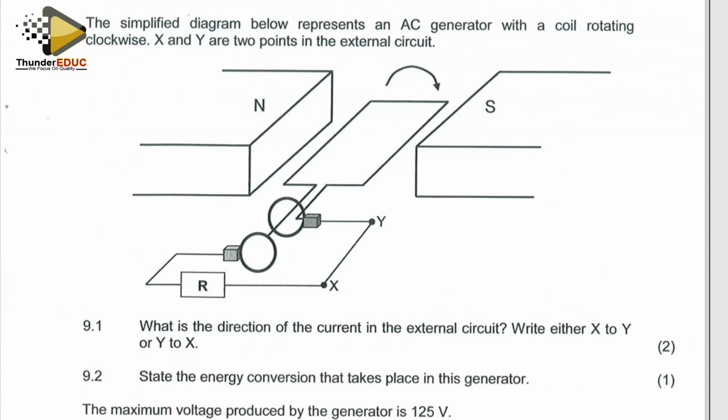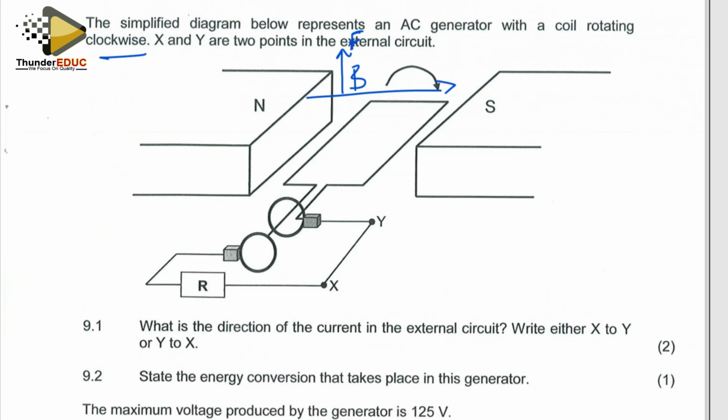And the 9.1, what direction will the current flow? So using my right hand rule and looking at the direction of the magnetic field, this is the B, and it's turning clockwise. If I look at just this line alone, the direction is up.